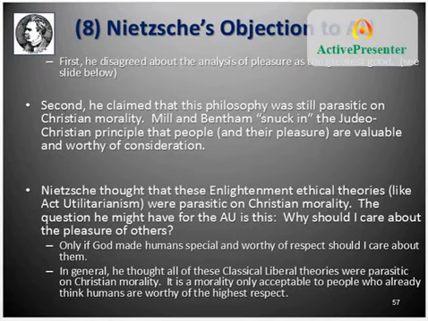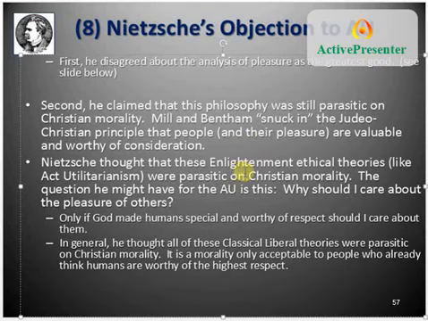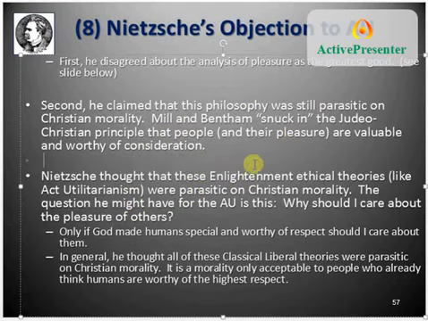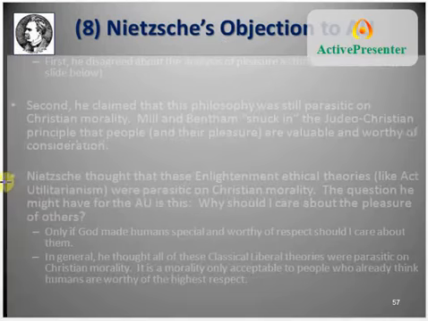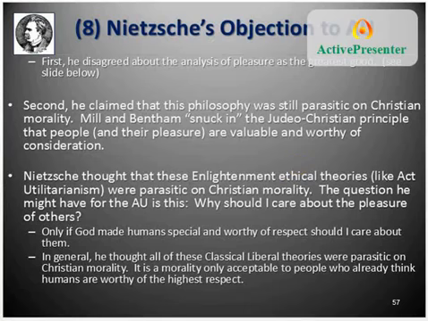Nietzsche's objection. He said a few things. All right. So, Nietzsche's going to use the same general critique of Kant and the utilitarians. Namely, whoa, dude. You guys are sneaking in Judeo-Christian morality and this view that human beings are inherently valuable and precious. But how does that make any kind of sense if we are just animals?